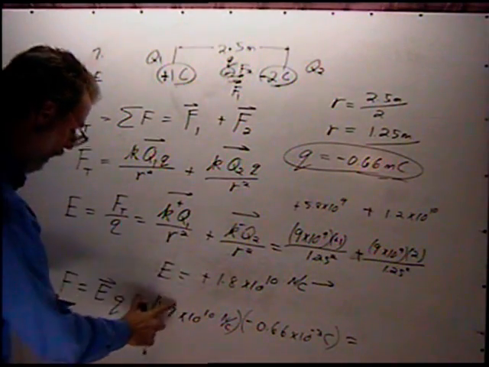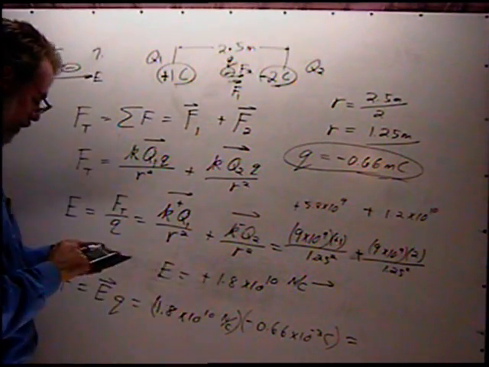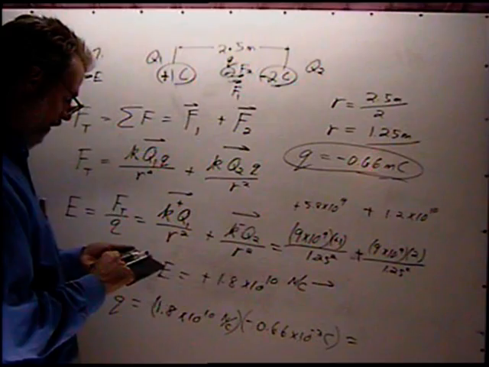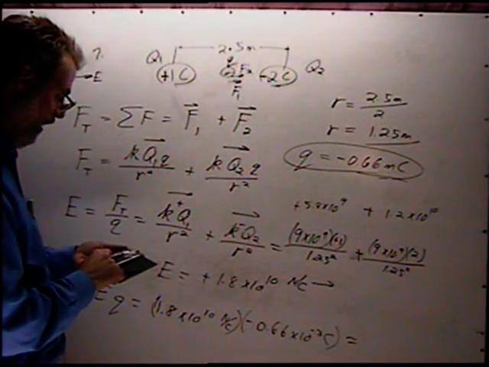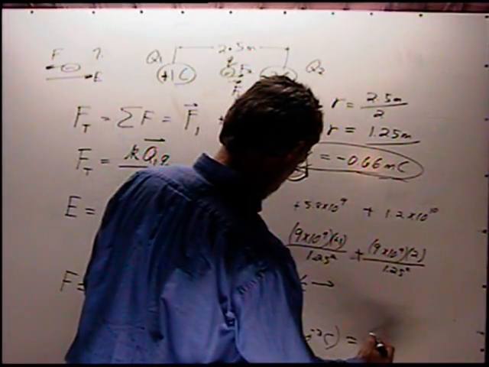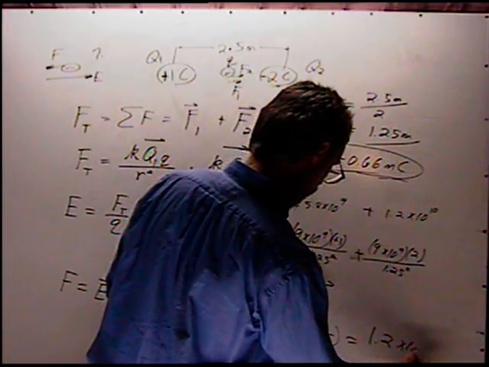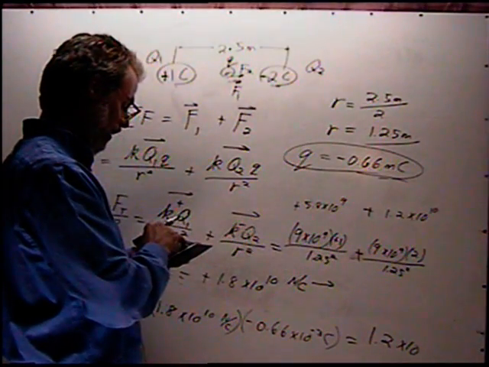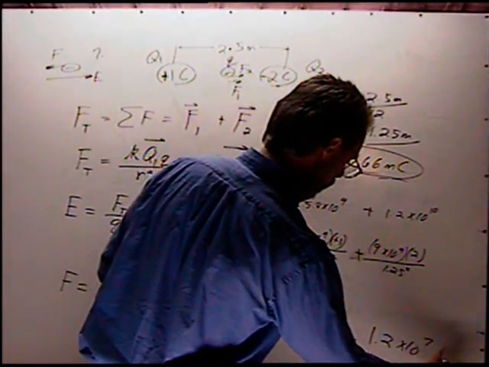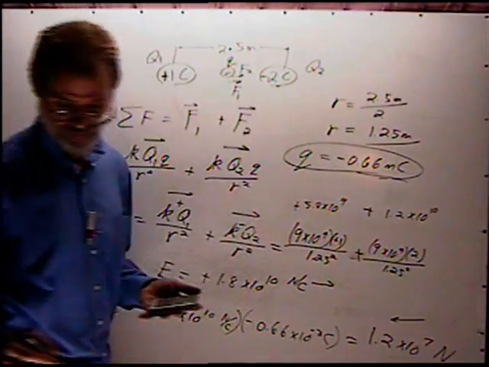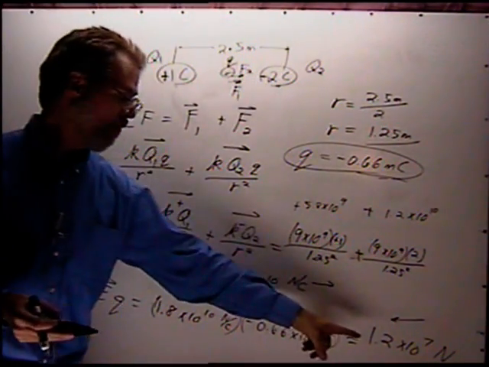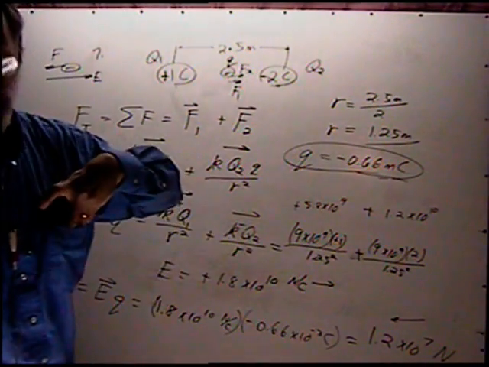It would be 1.8 times 10 to the 10th times 0.00066, and I would get 1.2 times 10 to the 7th newtons, and it's going to the left. So the force is heading to the left, and it's 1.2 times 10 to the 7th newtons.